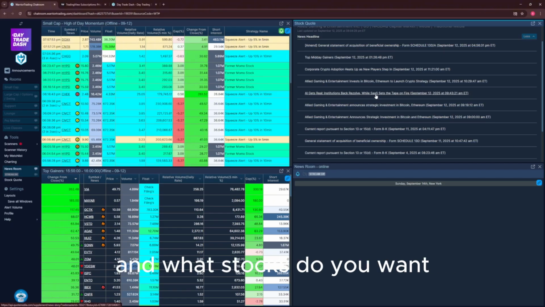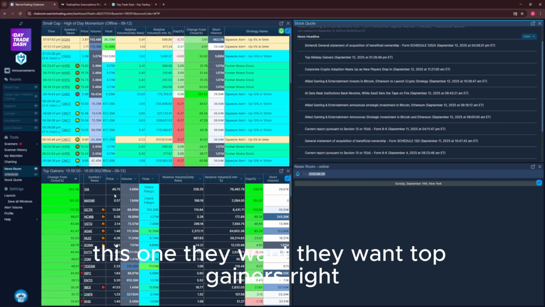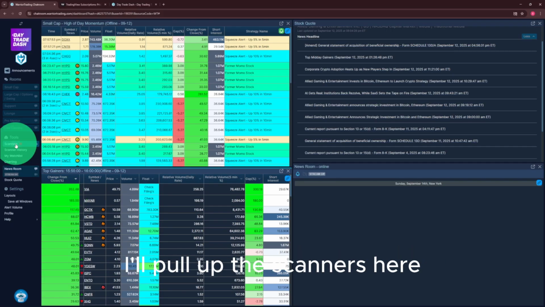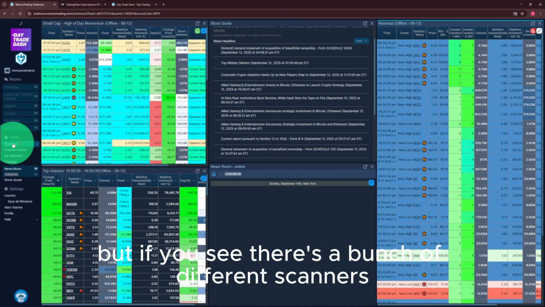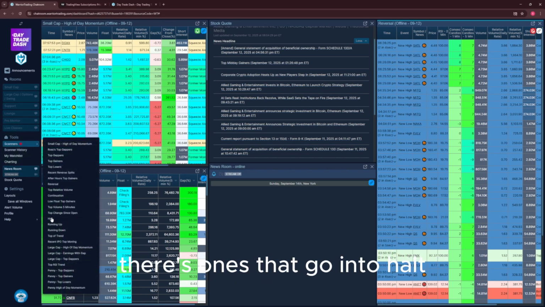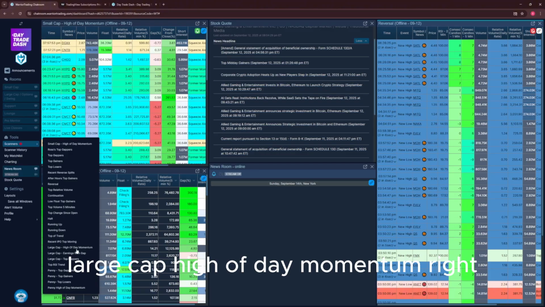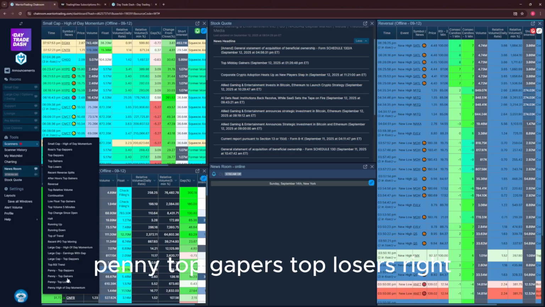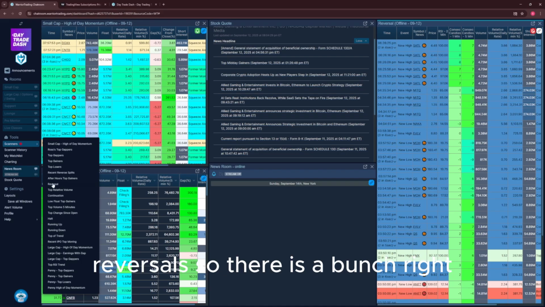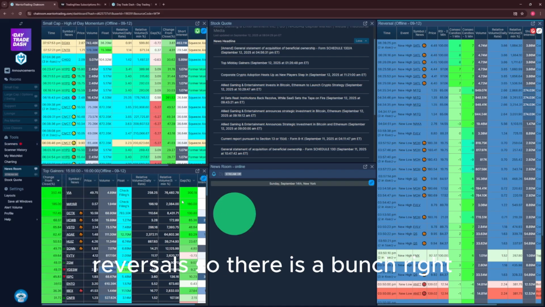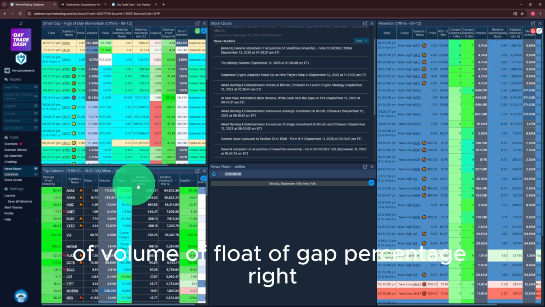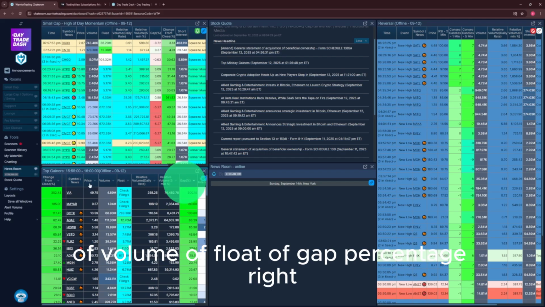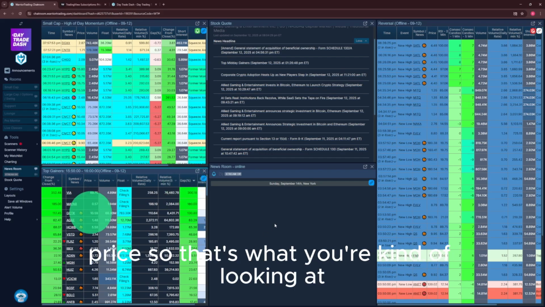And what stocks do you want? It depends on your strategy. This one, they want top gainers, right? This scanner, there's actually a bunch. I'll pull up the scanners here. If you see, there's a bunch of different scanners that you can choose from all the way down. There's ones that go into halt, large cap, high of day momentum, penny, top gappers, top losers, reversals. So there is a bunch. And that's all it is. You have criteria of volume, float, gap percentage, price. So that's what you're looking at.